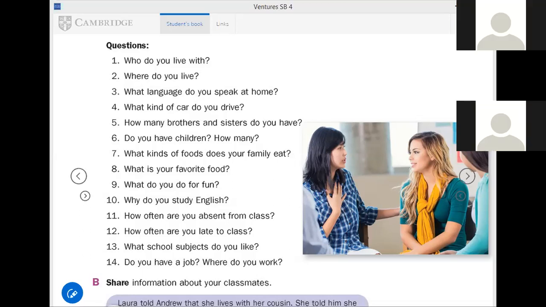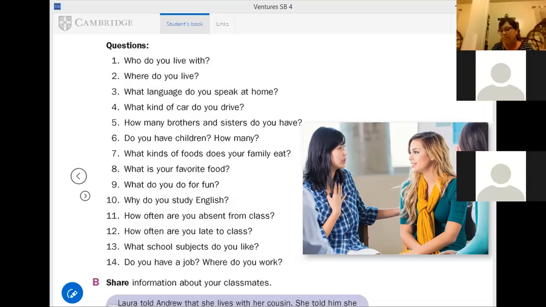Okay, let's see. How about Edith? Let's skip number 10. Ask me number 11. How often are you absent from class? I am rarely absent from class. All right. So what do we say? The teacher said that he was rarely absent from class.